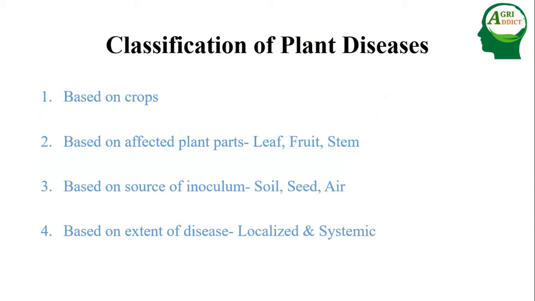Okay, now we shall be discussing the classification of plant disease. You can classify the diseases based on crops. For example, downy mildew of grapes, or blast in case of rice, or Cercospora leaf spot in chili. So different crops, you can classify them. Or on the affected plant parts. For example, if you're observing the symptoms on leaf, it is a leaf disease, fruit disease, or stem. Or if any disease appears on the root, it is a root disease.